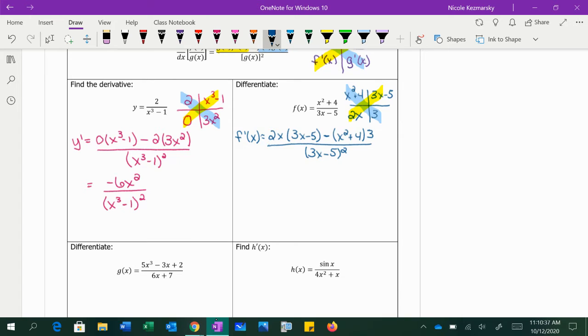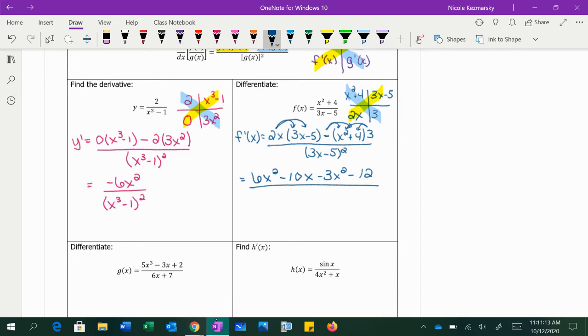I am going to clean up that numerator, so I'm going to expand first. I'm going to distribute this 2x into the first set of parentheses. So that's going to give me 6x squared minus 10x. For the second set of parentheses, I've kind of got double duty here because I'm going to distribute the minus sign, and I'm also going to distribute the 3. So I'm distributing a negative 3 essentially. So that's going to get me negative 3x squared minus 12.